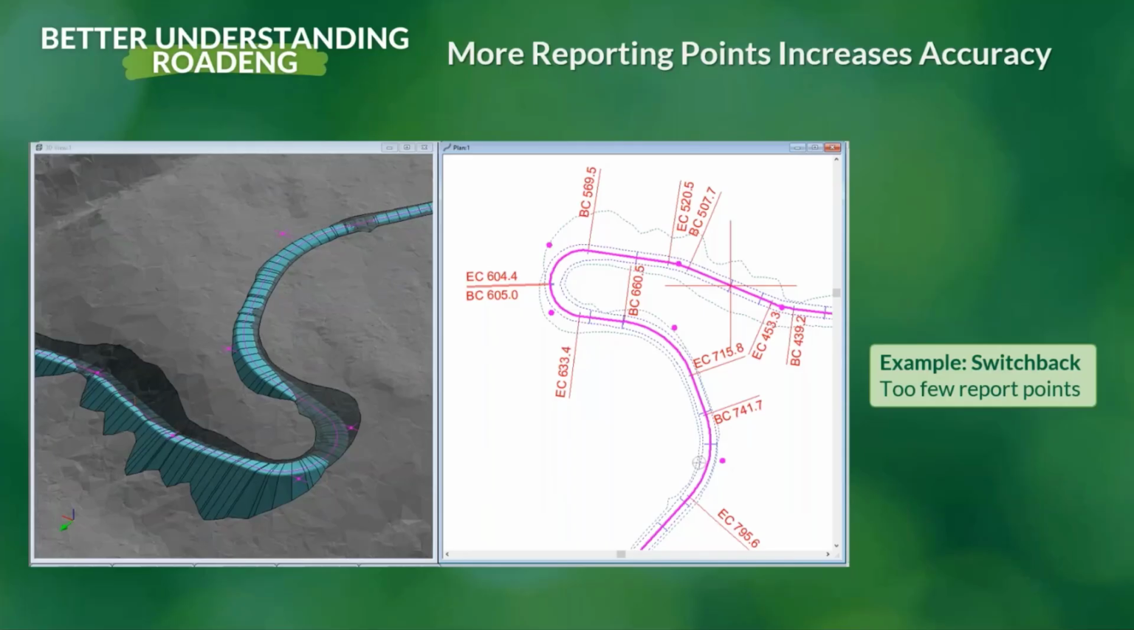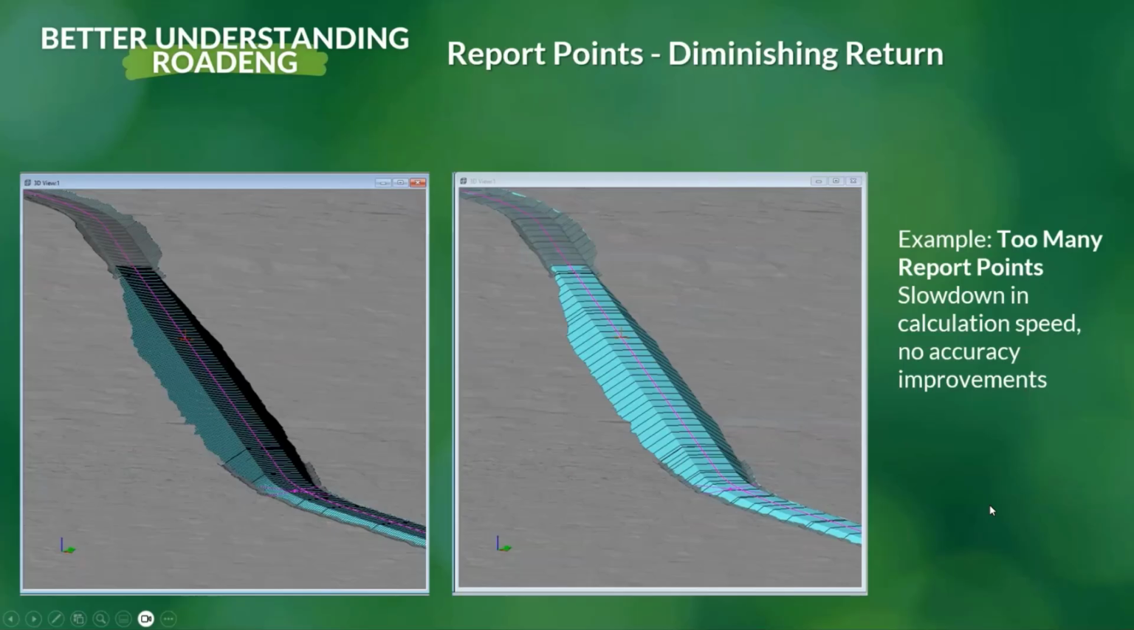Which then brings us to our second concept, because you might think, oh great, more report points is better. I'm just going to add tons of them at a really tight spacing. Well, it does have an impact on your design's performance. One of the biggest, most fun things about RoadEng is its speed. You're designing really quickly. Everything's updating interactively. Well, the more complexity we add to the model in terms of report points, the more we slow calculations down. So there's lots of situations, like the one on the PowerPoint slide here, where too many report points is going to, first off, make it slower, and secondly, not really improve the accuracy of your design.